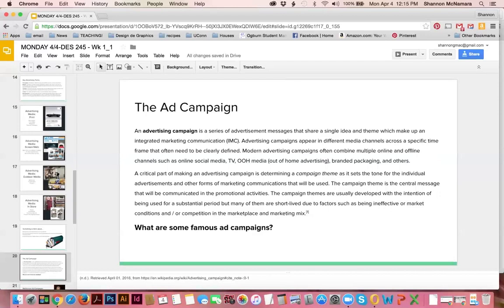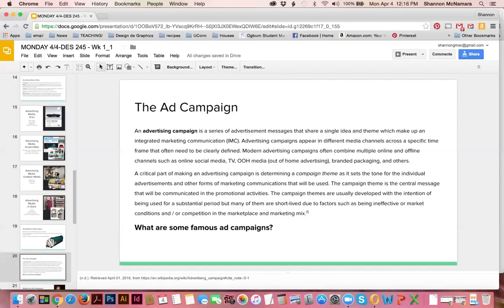So your advertising campaigns might appear in different media channels across a specific time frame, like I was discussing, that often need to be clearly defined. Modern advertising campaigns often combine multiple online and offline channels, such as online social media, TV, OOH media, which is your out-of-home advertising, your branded packaging, and others. The ad that you see on the top of a taxi cab, just to say.